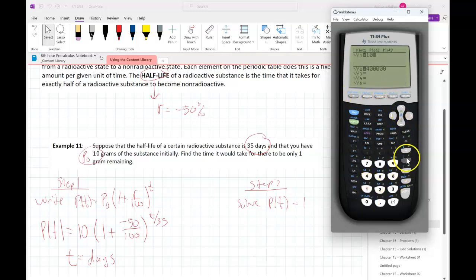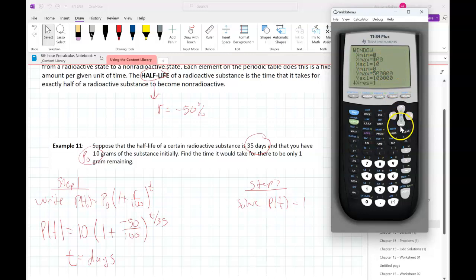So I have 10 times, and then 1 plus negative 50 over 100 is just 0.5. And then I have x over 35. And then this just needs to be 1. So if I think about this, 35 days is going to knock me down to 5 grams. Another 70 days will knock me down to 2.5. 105 days will knock me down to 1.25. And somewhere in the next 35 days, it will knock me down under 1.